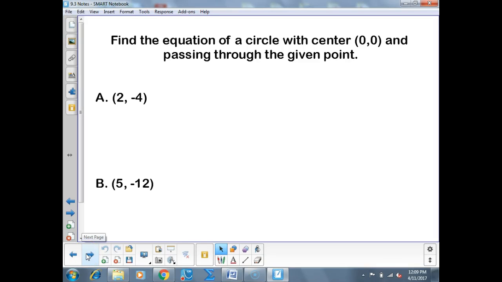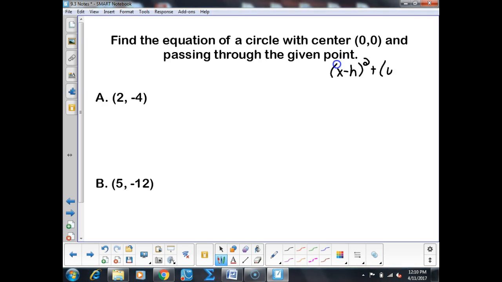So if I gave you this problem, find the equation of the circle with the center there and passing through the given point, what do you need? We need the radius. Because remember, the equation of a circle is x minus h quantity squared plus y minus k quantity squared equals r squared.